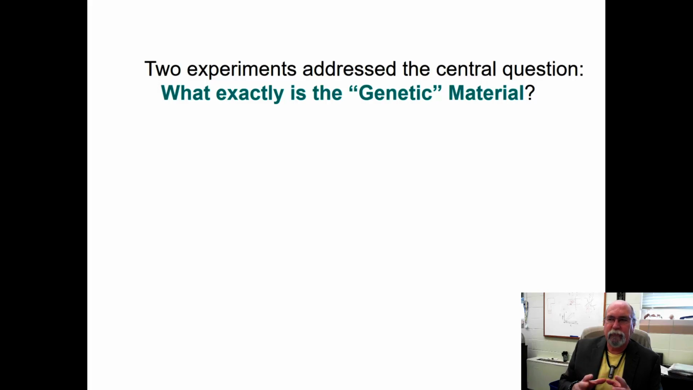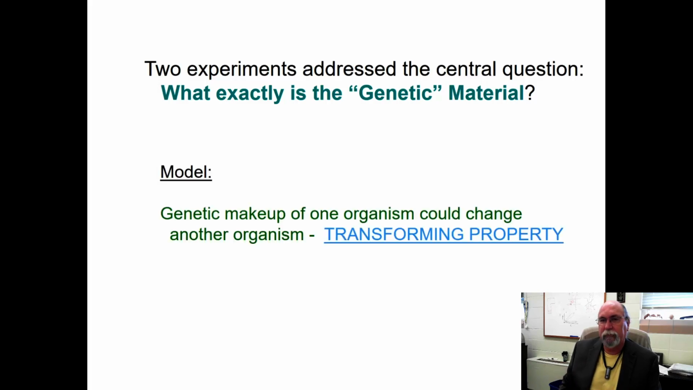And so some sets of experiments started that led us almost a half century later to finally understand and finally accept that DNA was the genetic material. So I want to address the first of these 2 experiments. And these 2 experiments, as we said last time, are working under this model of what's known as the transforming property: the idea that the material from one organism could affect another organism, or transform it.